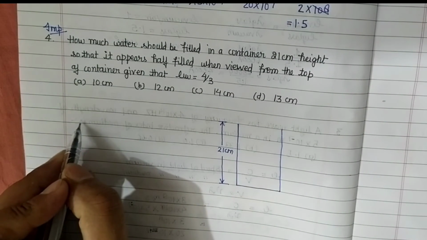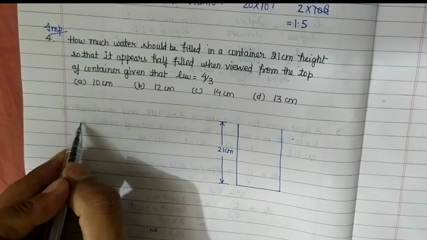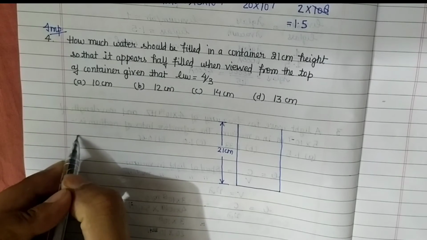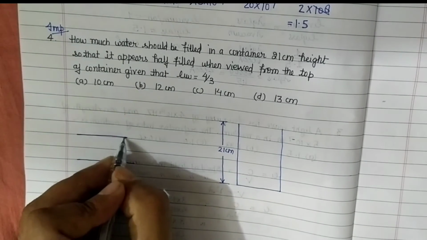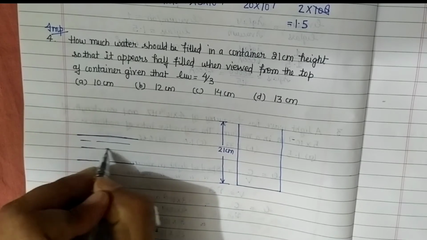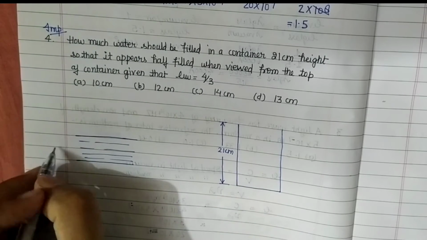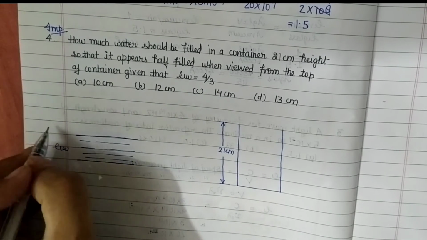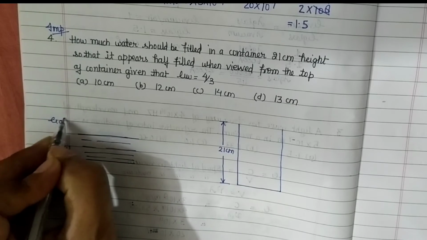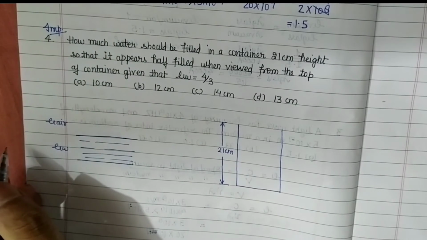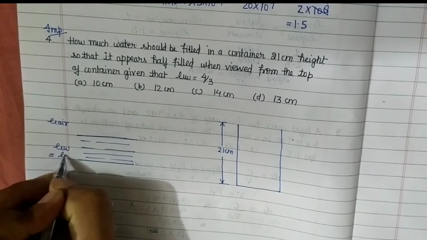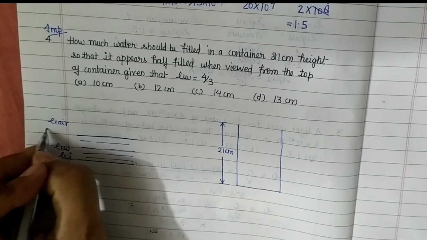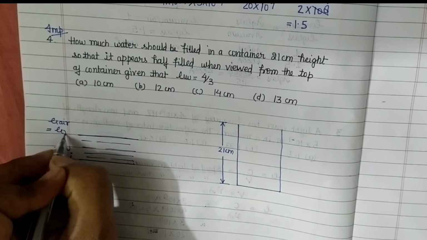a formula of apparent depth and real depth. Suppose this is a medium, or you can say water is there. So mu of water, and mu of air is given to us. So mu of water we can say as mu of I, and mu of air we can say as mu of R.